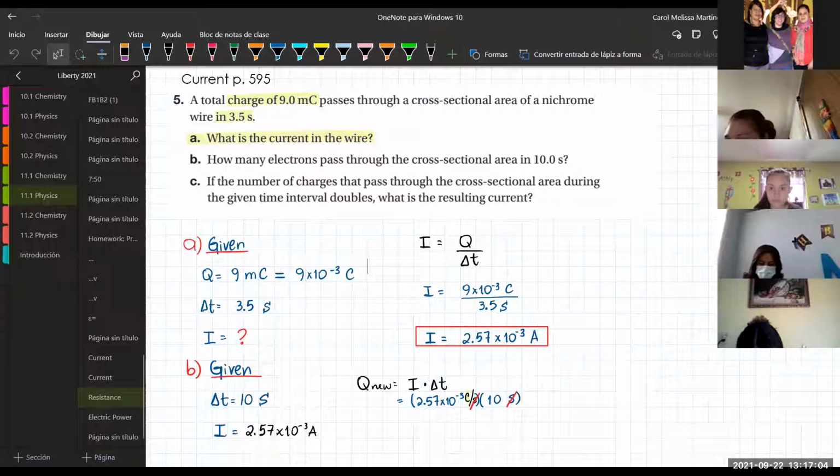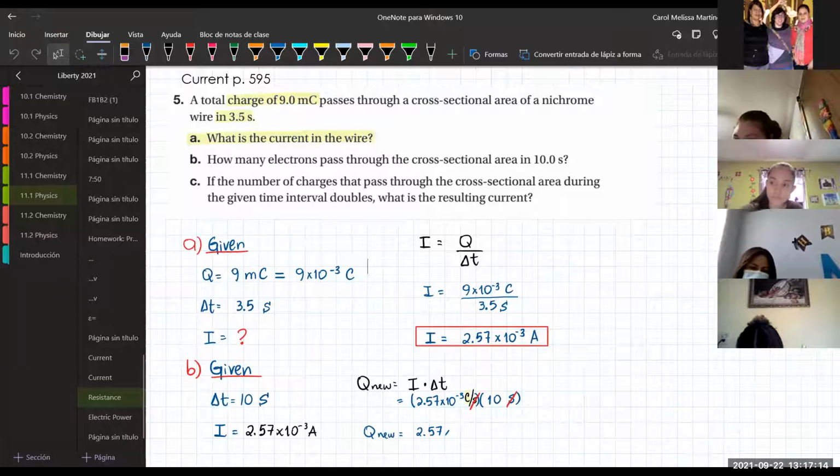So the new Q gives me 2.57 times 10 to the negative second power coulombs. This is the new charge.